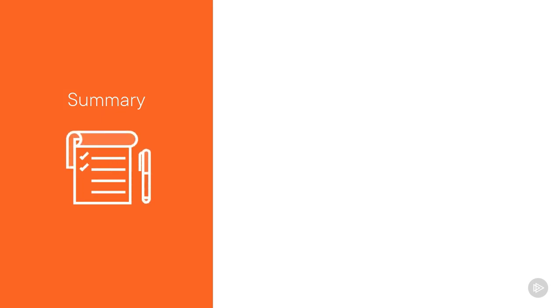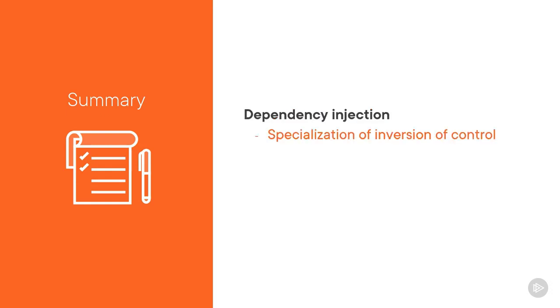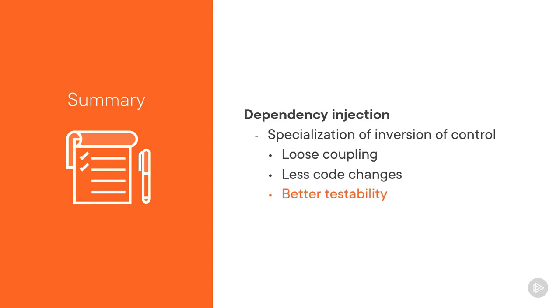In this module, we learned that ASP.NET Core has its own built-in dependency injection system. This is a specialization of the inversion of control pattern. It uses an object, the container, to initialize objects and provide required dependencies to the object. This principle has looser coupling as an advantage, which leads to less possible required code changes and better testability.